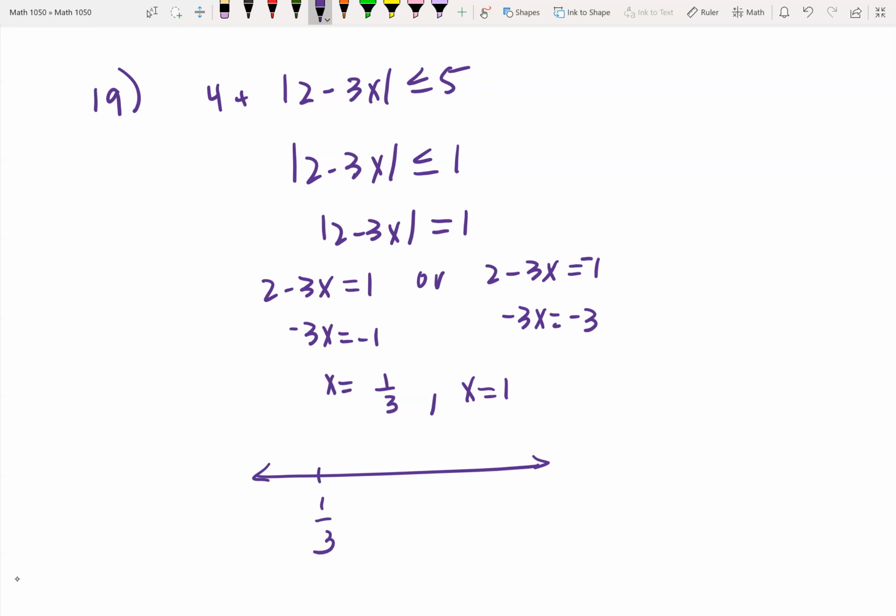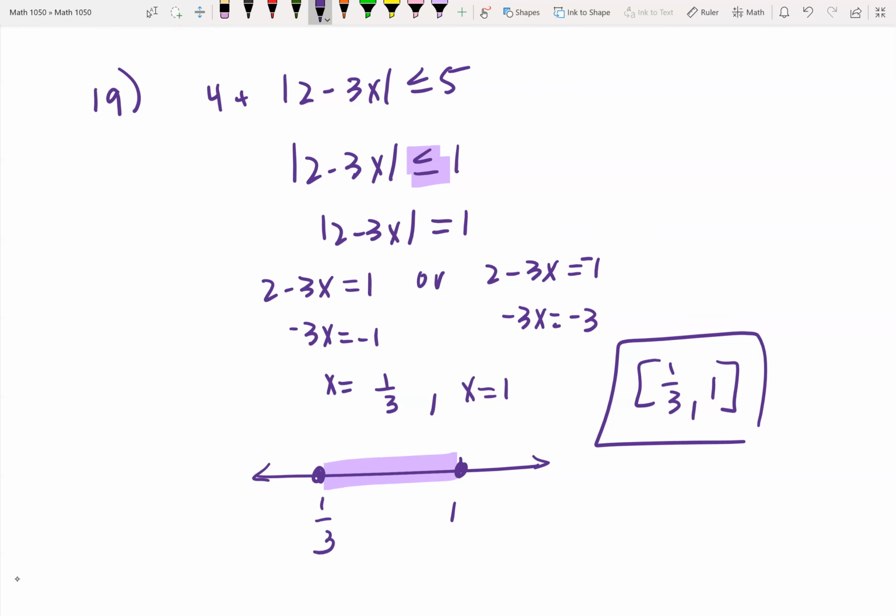Go to your number line. 1/3 is there. Positive 1 is there. I have equal signs, so they're closed. The symbol is a less than. This, you don't test this region. You don't do the signs. You look at the inequality symbol. Less than, you have to remember, means inside. So your answer is 1/3 with a bracket to 1 with a bracket, and you're done.